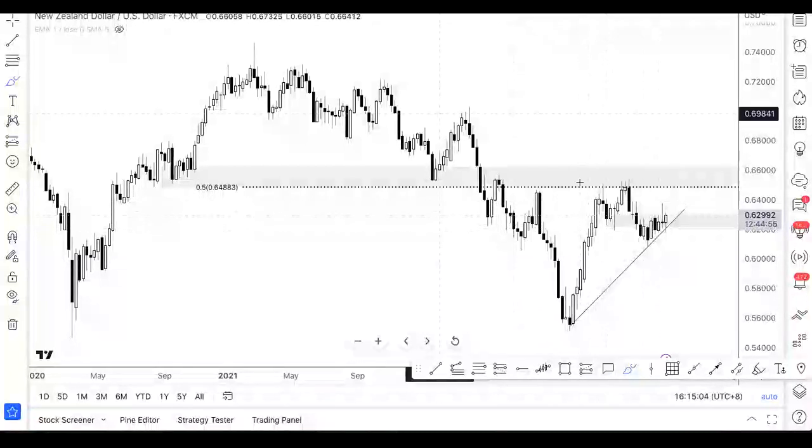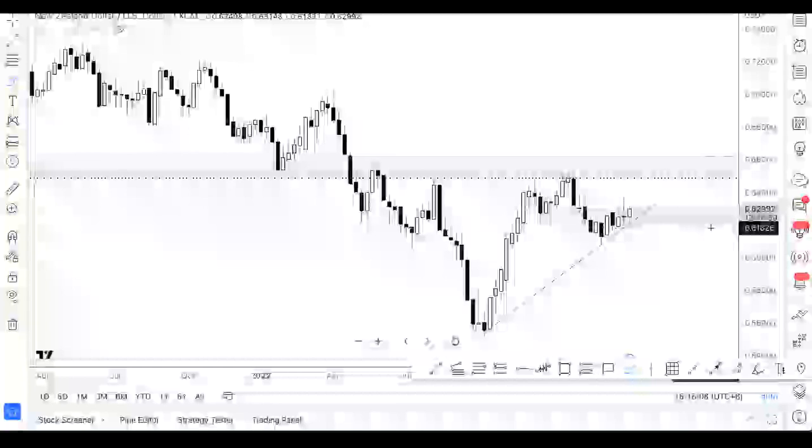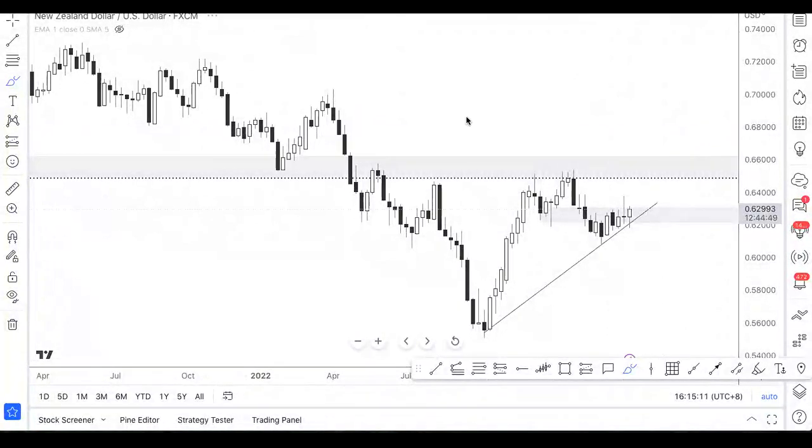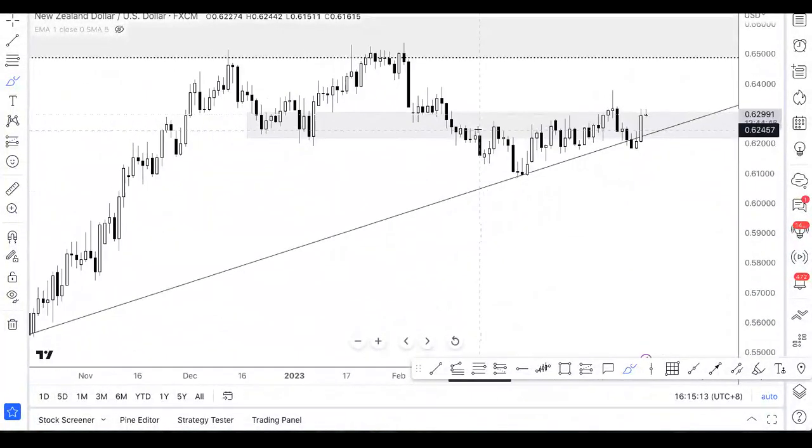So just something to keep in mind. We saw the test of the region once. So this is the picture on the weekly. Let's take a look at the daily.